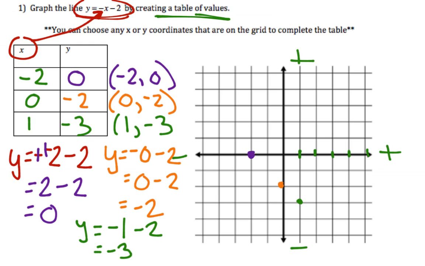And then we'll use our straight edge to connect those points, and we should get a line that looks approximately like this. We want to extend the line through our graph and put arrowheads on each end.